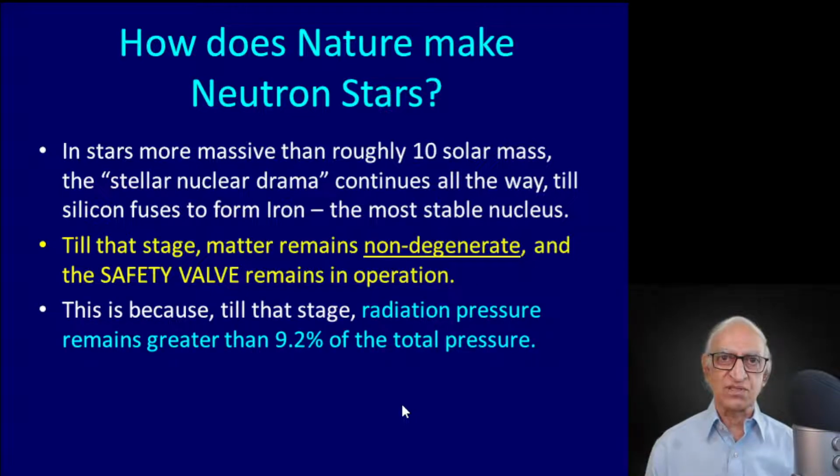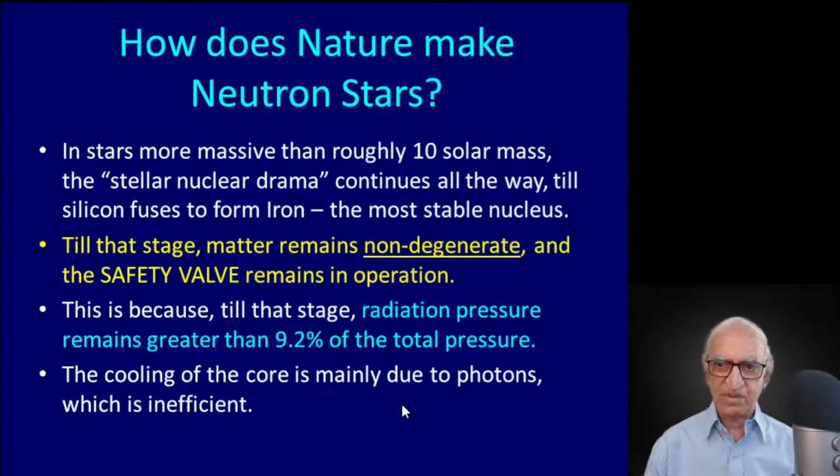This is because till that stage, till silicon fuses to iron, the radiation pressure always remains more than 9.2% of the total pressure, and according to Chandrasekhar's rigorous theorem of 1932, matter will remain classical if this condition is satisfied, regardless of how high the density may become. Till that stage, cooling is mainly due to photons, which is extremely inefficient, which is why radiation pressure remains more than 9.2% of the total pressure.